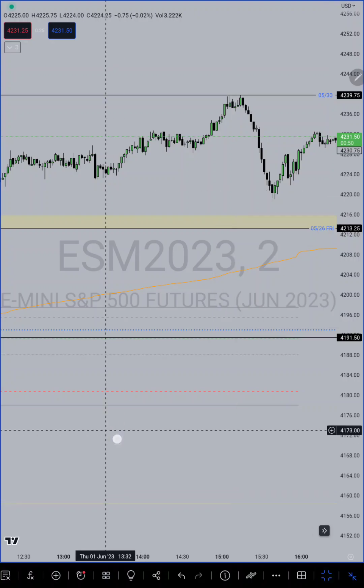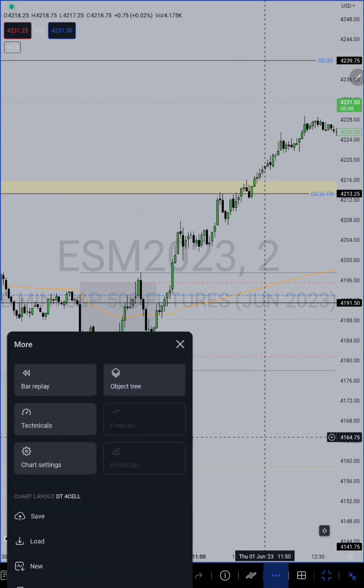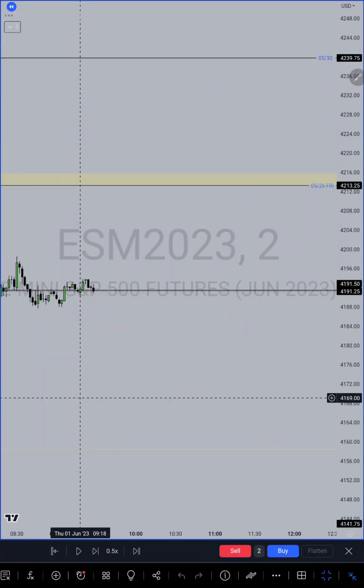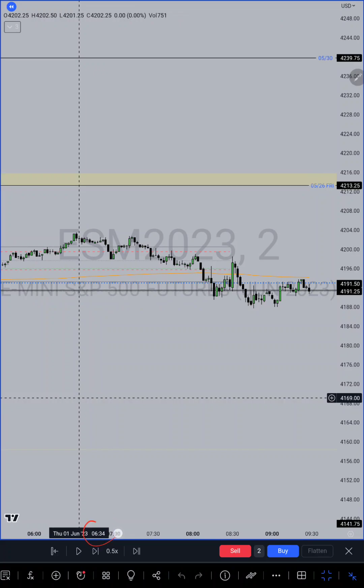Let's focus on that. Pull up our handy dandy bar replay. If you look at the bottom, see it down here, 6:34. This is Eastern time. I have my charts all on Eastern time, just to sync with the New York Stock Exchange time, even though sometimes I'll refer to Pacific time. But going forward, let's just use Eastern time.